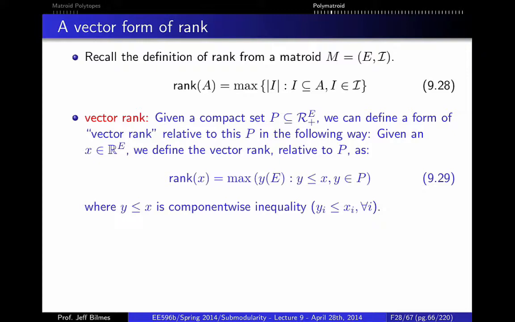So first of all, we need to define it relative to a set P. So we've got a compact set P. And then we have this notion of vector rank relative to this P, which is defined in the following way. The vector rank of x, where x is any arbitrary vector, is basically the maximum over all subvectors of x that are members of P, and we take the maximal one, namely the one that has the maximum component sum. So it's like the maximum P-contained subvector. The rank is equal to the component sum of the maximum P-contained subvector of a vector x.